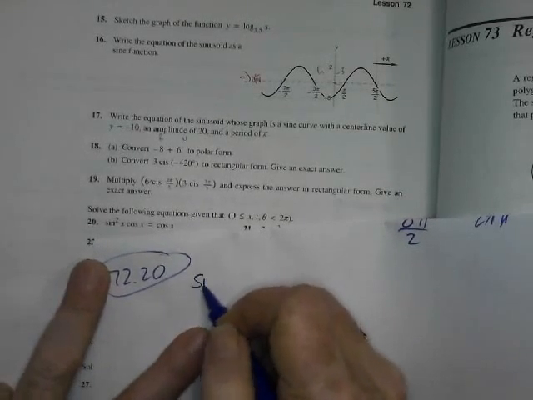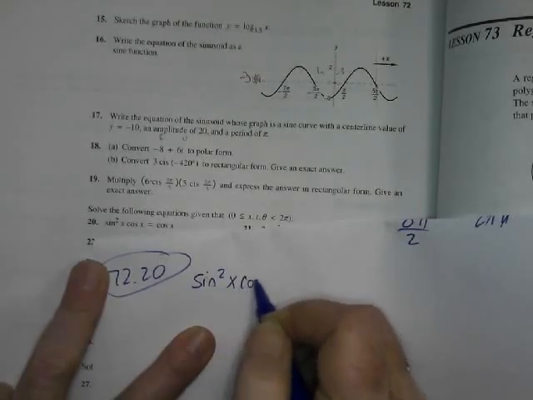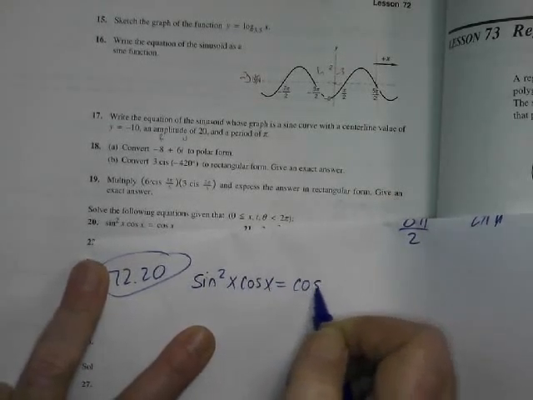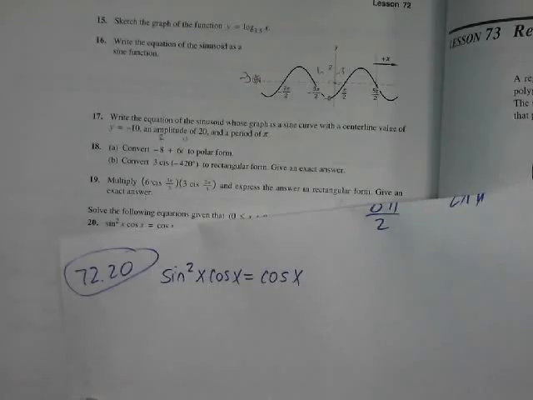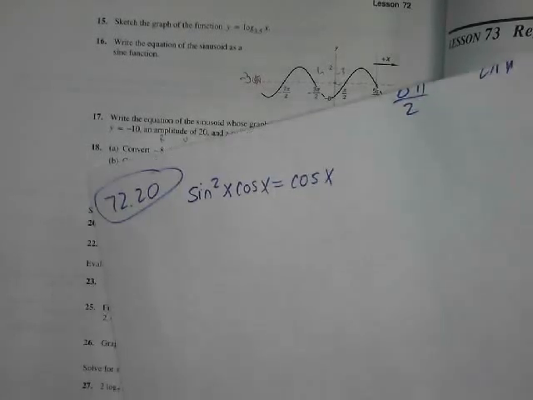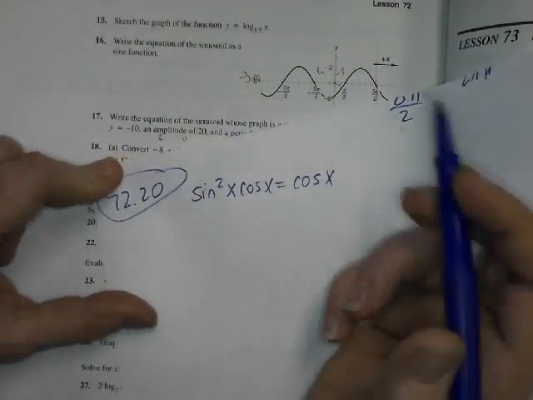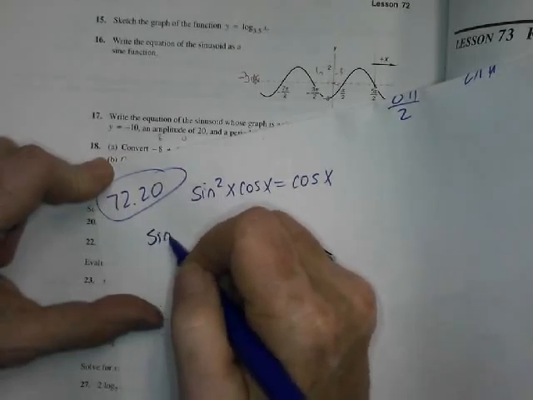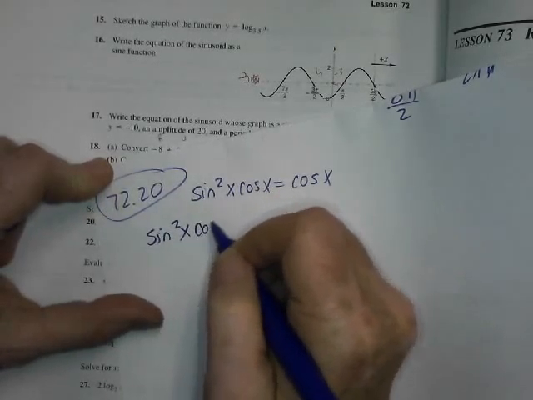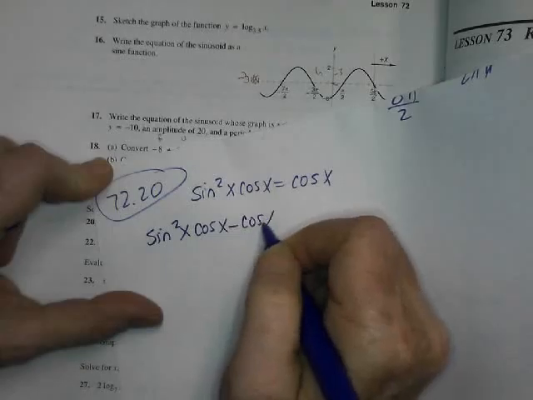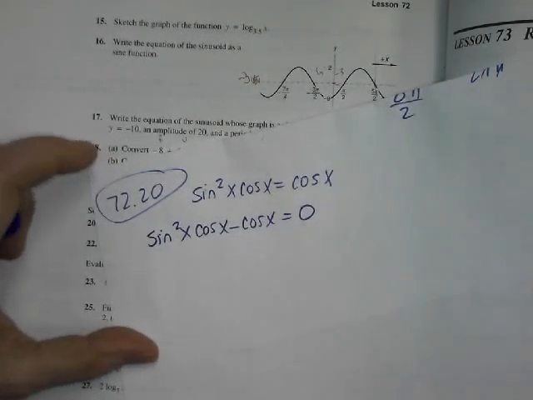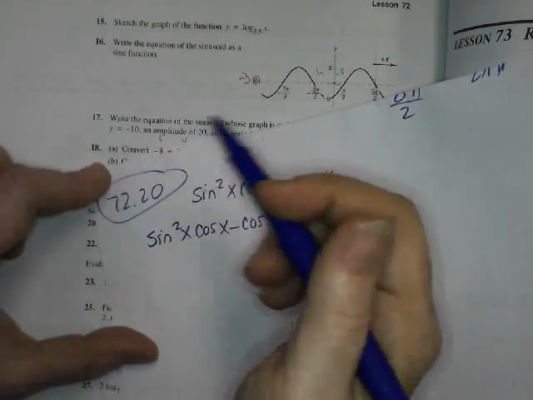Sine squared x cosine x equals cosine x. Even though it's tempting, you might want to divide both sides by cosine x, but you will lose at least one solution by doing that. So what you want to do is some factoring and use the zero product property. If you bring everything over to the left hand side and set it equal to 0, then you can factor and do the zero product property.